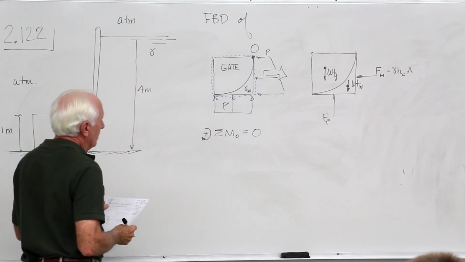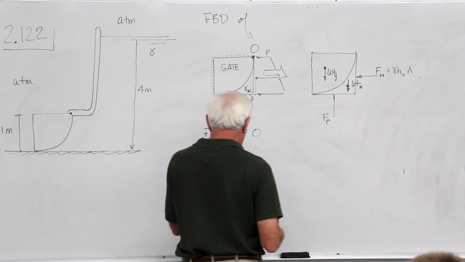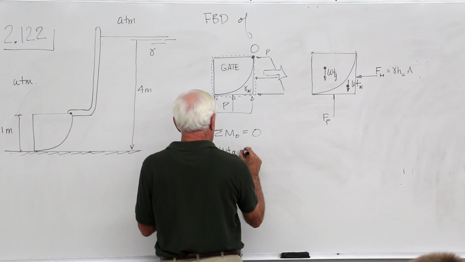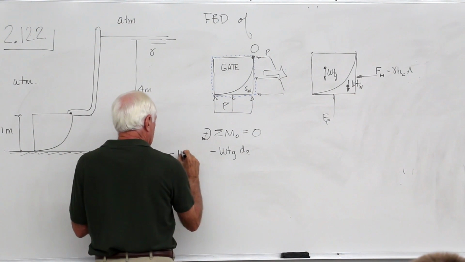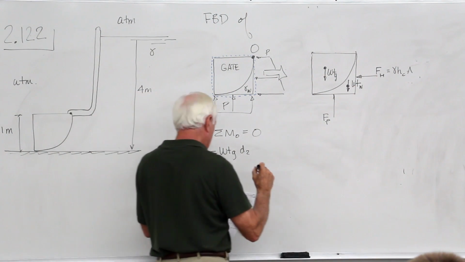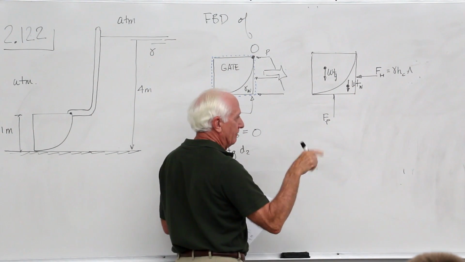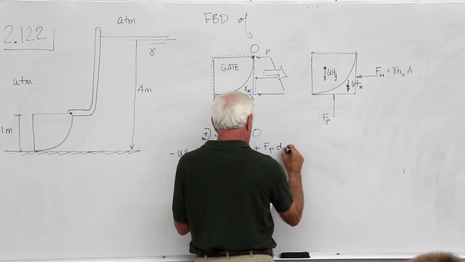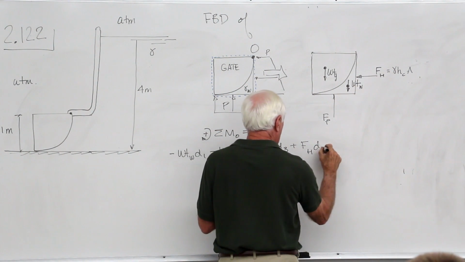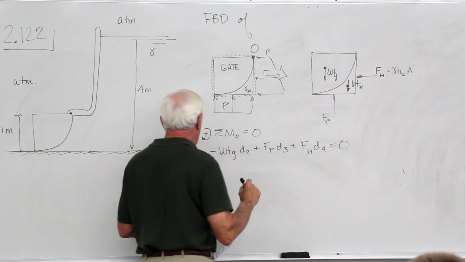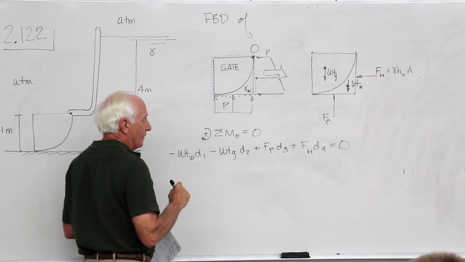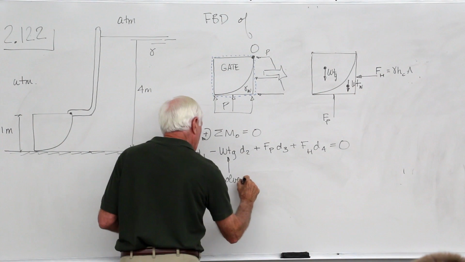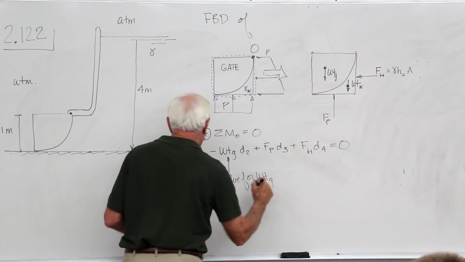So the weight of the water and the gate are both negative: minus weight of the gate times D2, minus weight of the water times D1. Then FP causes a clockwise moment and FH causes a clockwise moment, so plus FP D3 plus FH D4 equals 0. Unknown: solve for the weight of the gate.